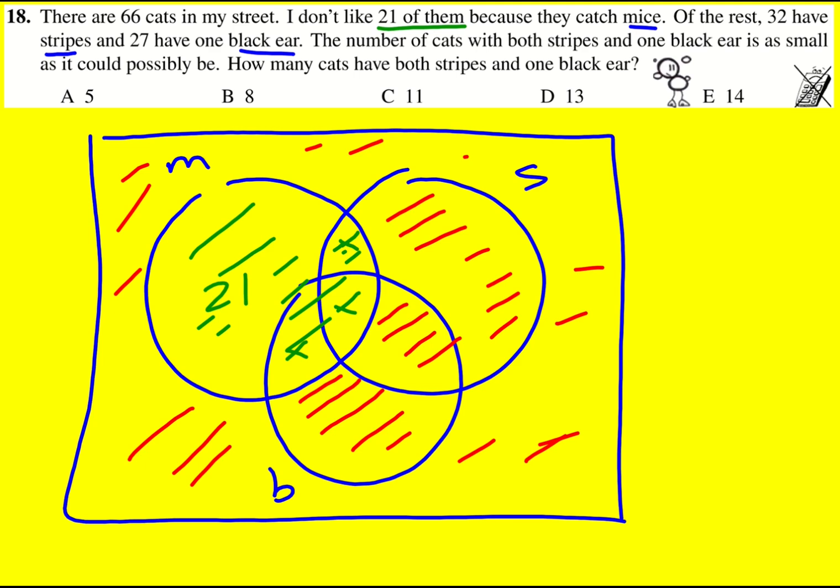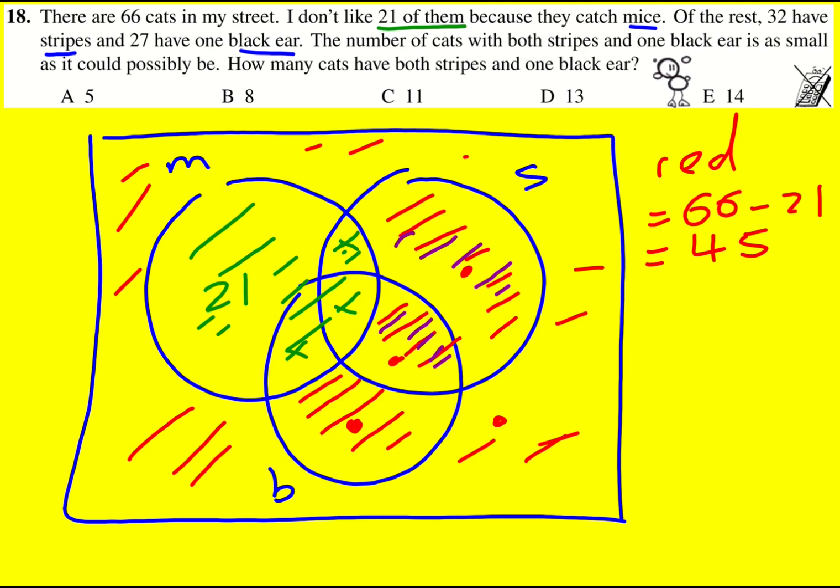So I'm just going to focus on the red now. And the red area is therefore going to be 66 minus 21, which is 45. Okay, so I know that these 1, 2, 3, 4 different areas, the numbers in them will add up to 45. Okay, so how to use that? Well, we're told that 32 have stripes, so I know that this purple area here is 32. And I know I'm shading a lot of areas here, but I know that this blue area here is 27.